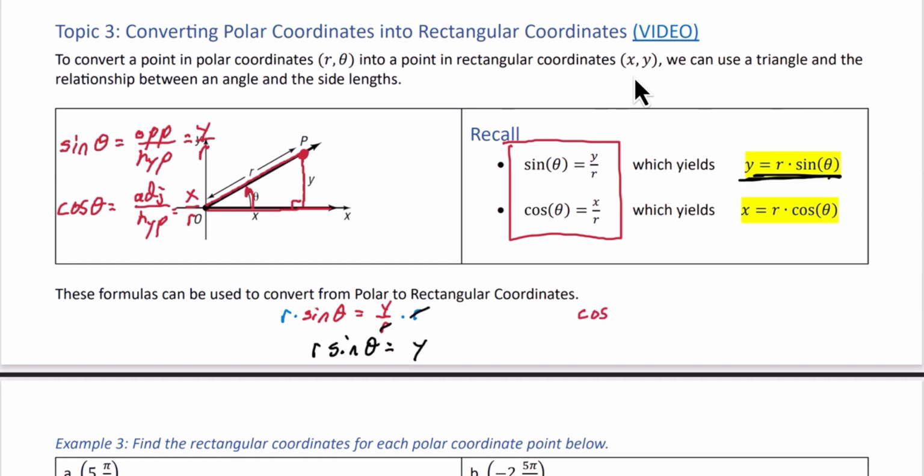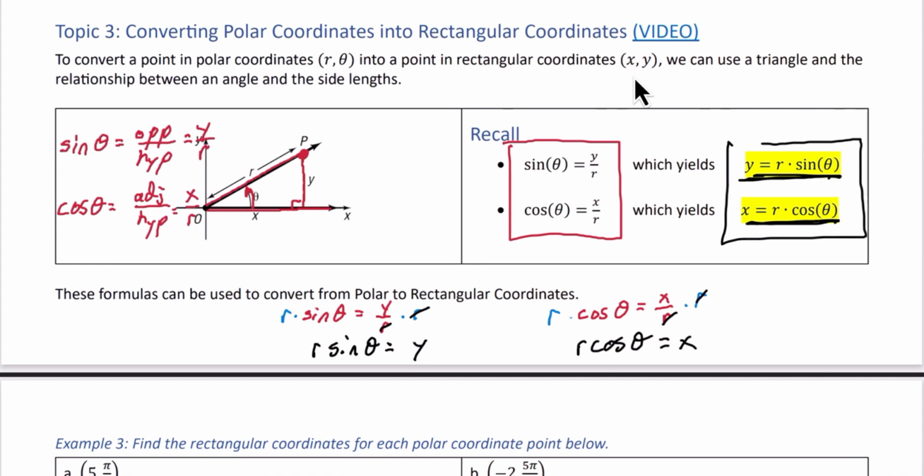Similarly, if we had cosine theta equals x divided by r, and we wanted to find x, we would again multiply both sides by r, and we would get r cosine theta equals, here the r's again divide out, x. So we have a formula for x. x is r times cosine theta. We can use these rules to convert from polar into rectangular.